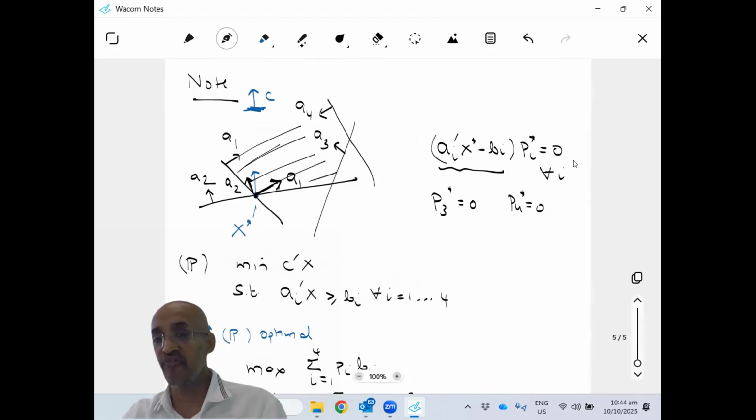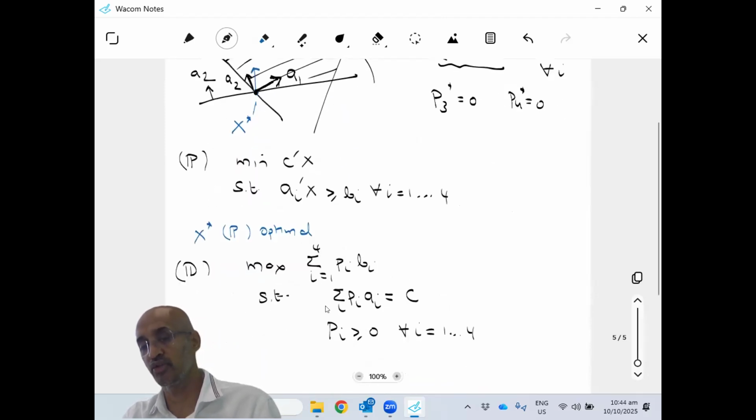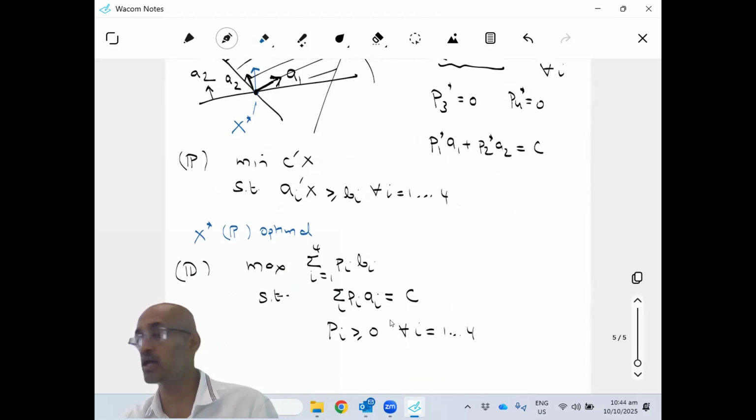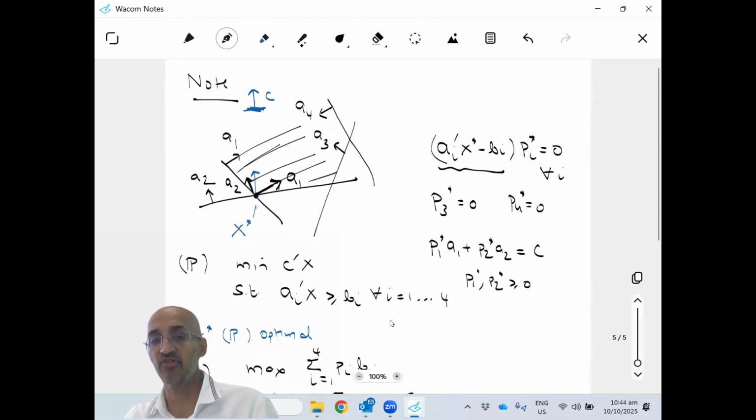If P3 and P4 are zero, in this equality constraint, it means that P1 star A1 plus P2 star A2 is equal to C, where P1 star and P2 star are non-negative. That means you can write C as a conic combination of A1 and A2. Look at the figure. C lies in the cone created by A1 and A2. It lies inside this. So it's a non-negative combination of these two vectors. That's a very nice geometric interpretation of complementary slackness.